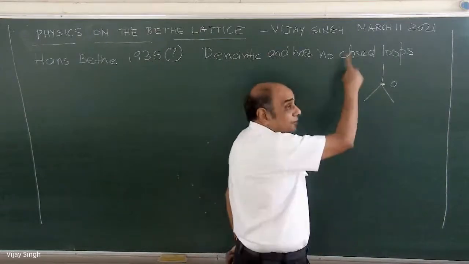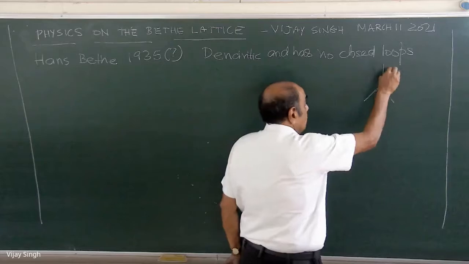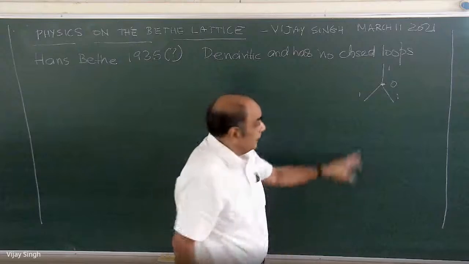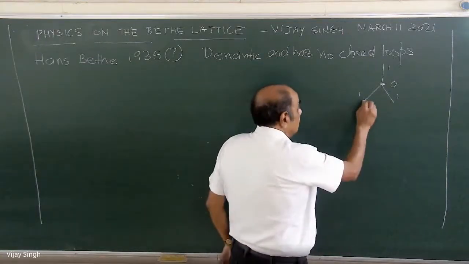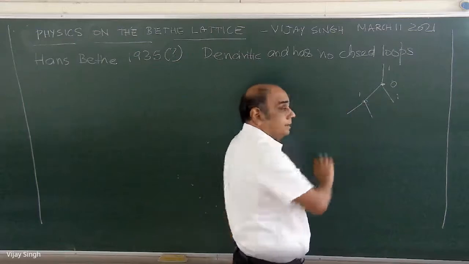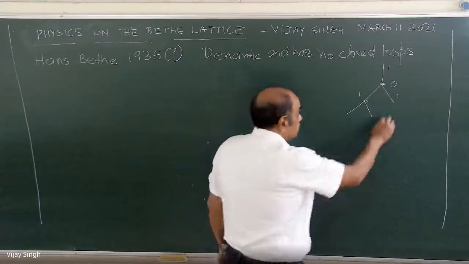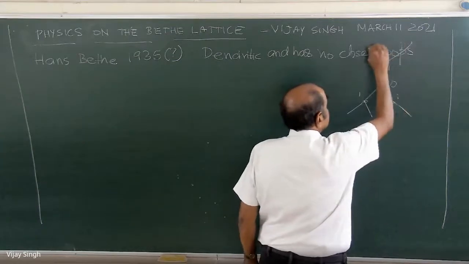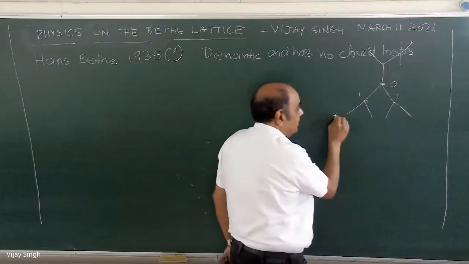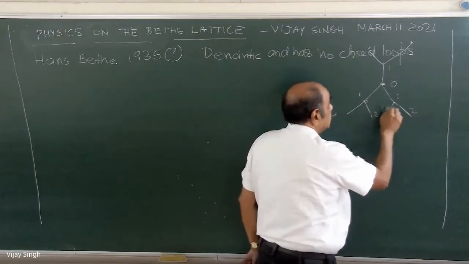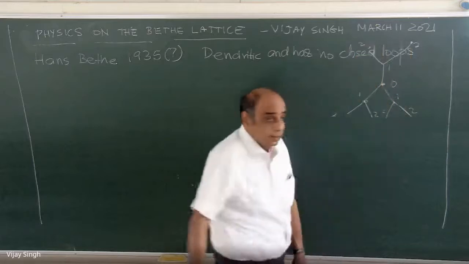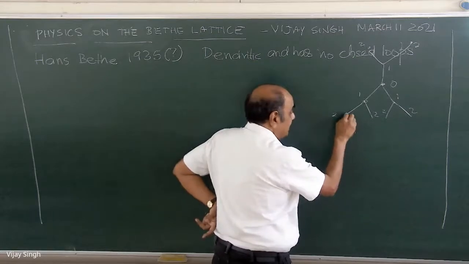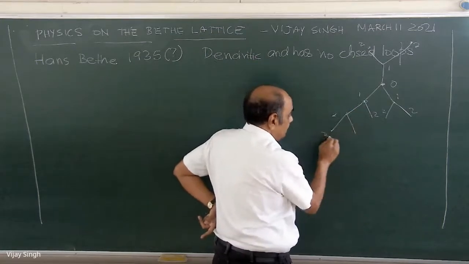Right. This is called the first generation. So let me call all of them as 1. So it's connected 3 ways. Now this one, this point, is also connected 3 ways. So this is the second generation. Okay. Then you continue. This is also connected 3 ways. 1, 2, 3, third generation.